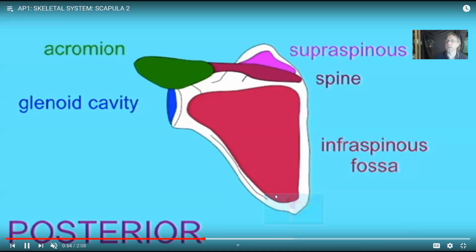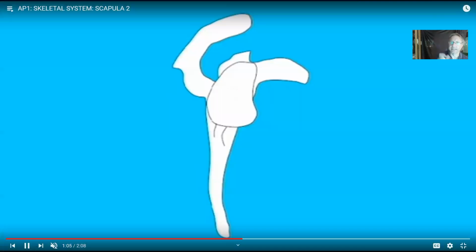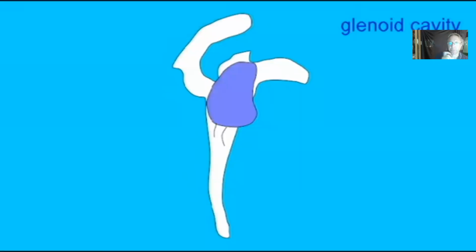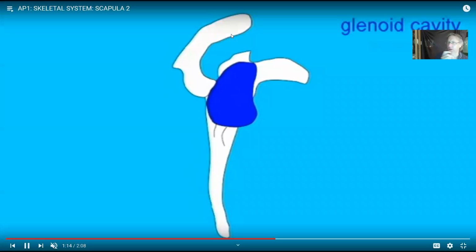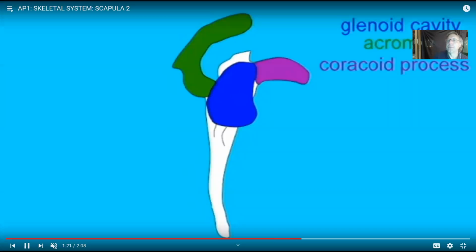If we were to look at the socket itself, we see a glenoid cavity, we see the acromion, and then we see a small coracoid process, which interestingly is actually its own separate bone, which fuses to the scapula. And earlier I had shown an epiphyseal line where the two are fusing, if that's of interest. So how does one distinguish between the acromion and the coracoid process?